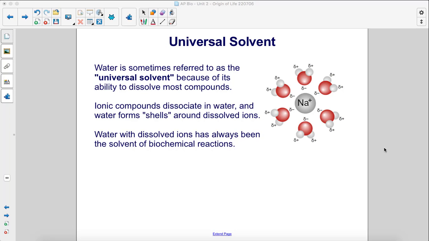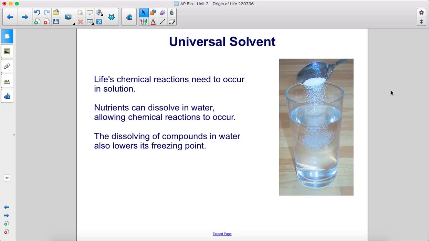Water is sometimes referred to as the universal solvent because of its ability to dissolve most compounds. Ionic compounds dissociate in water, and water forms shells around dissolved ions. Water with dissolved ions has always been the solvent of biochemical reactions. Life's chemical reactions need to occur in solution. Nutrients can dissolve in water, allowing chemical reactions to occur. The dissolving of compounds in water also lowers its freezing point.